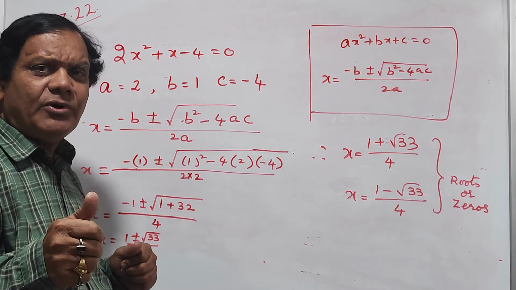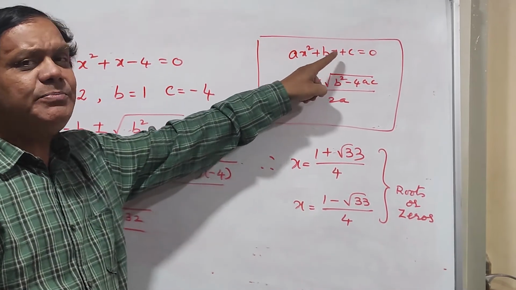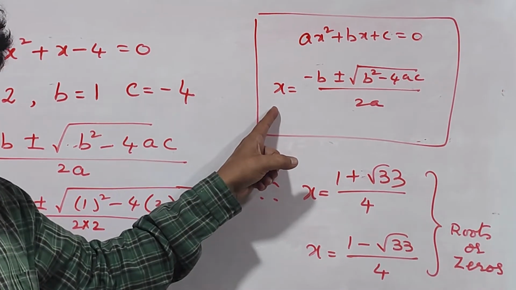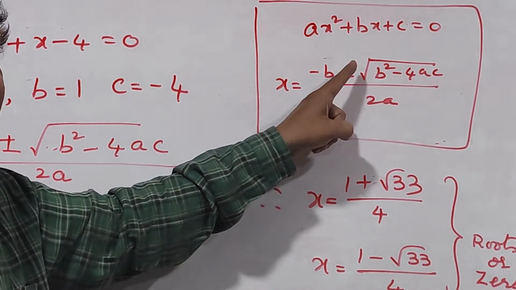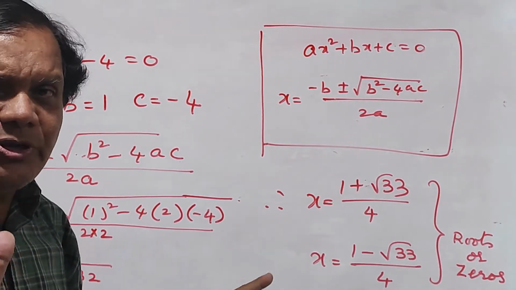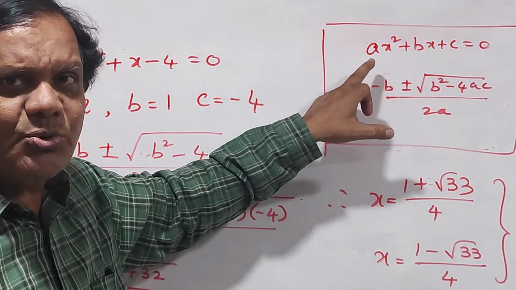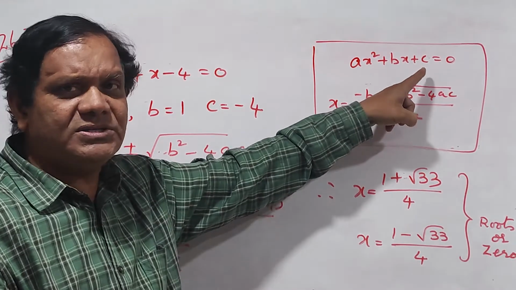And the standard form of quadratic equation is ax square plus bx plus c is equal to 0. Then x is equal to, given by the formula, minus b plus or minus under root b square minus 4ac by 2a. This is the formula to be used. And now here what is a? A is nothing but the coefficient of x square. B is nothing but coefficient of x, and c is nothing but the constant term.